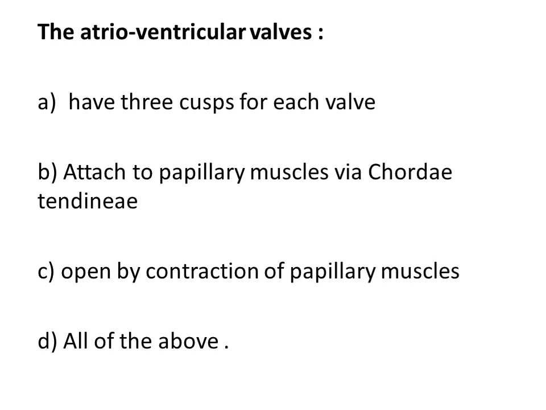B, attached to papillary muscle via chordae tendineae. The cusps of atrioventricular valves are attached to the papillary muscle via chordae tendineae. This is right. C, open by contraction of papillary muscles. Wrong, because the papillary muscles prevent the AV valve from reversing back into the atria. So the right answer will be B.